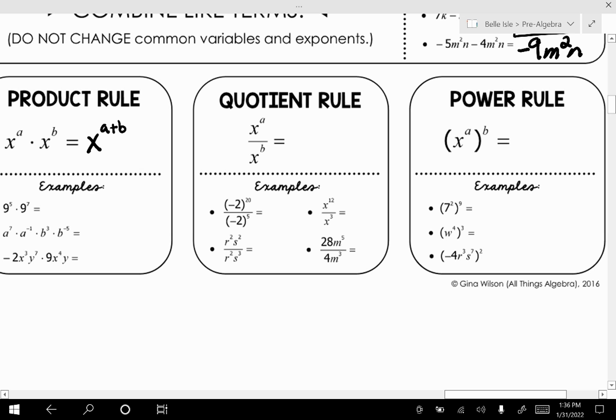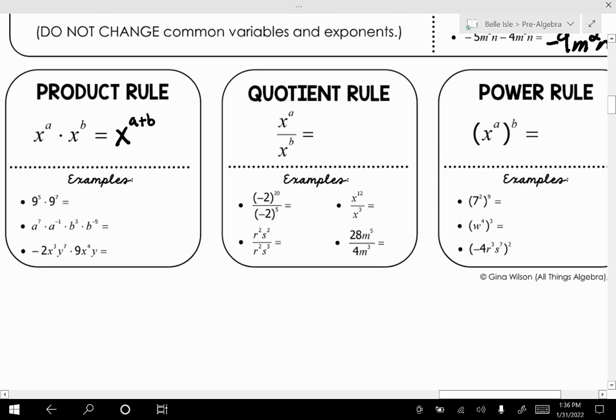Hello, Miss Clark. Of course. Okay, so try and fill in those examples at the bottom.